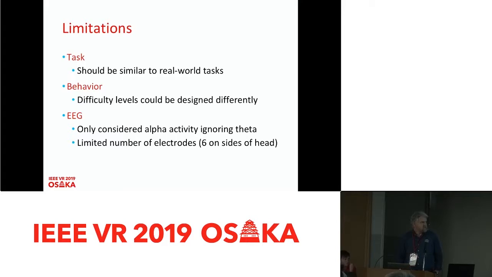So there's some limitations with those. So first of all, this is a very artificial task. It would be better to make it similar to a real-world task, like have people driving a vehicle or shooting a weapon or performing surgery. Also, the difficulty levels, because we weren't getting a performance drop, it probably showed us that the highest levels of difficulty weren't difficult enough. So we probably should have increased the number of distractors from 20 to 40 or something.